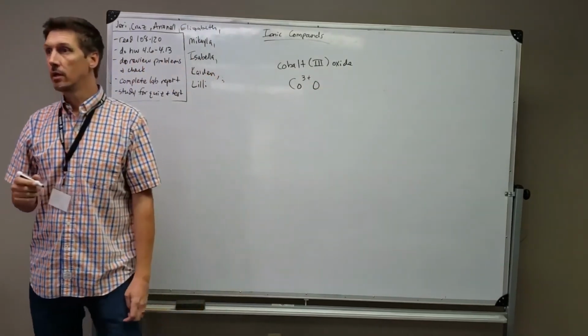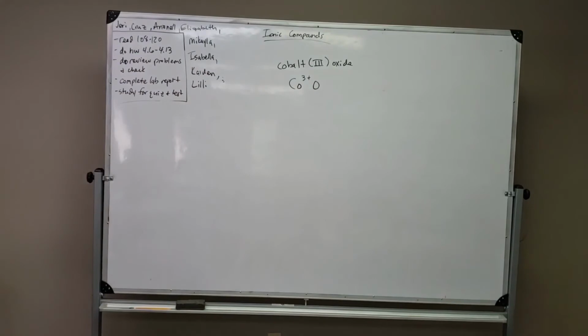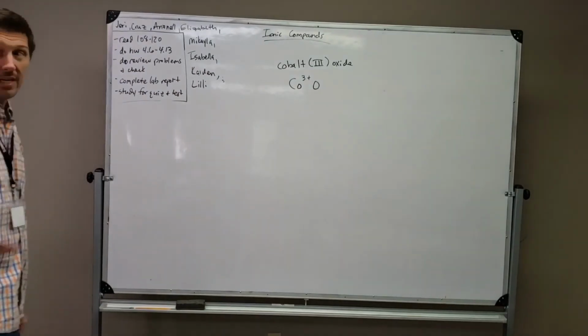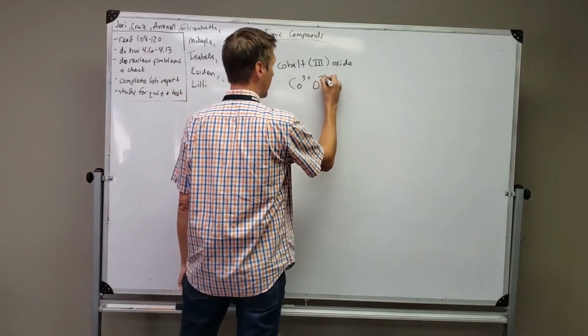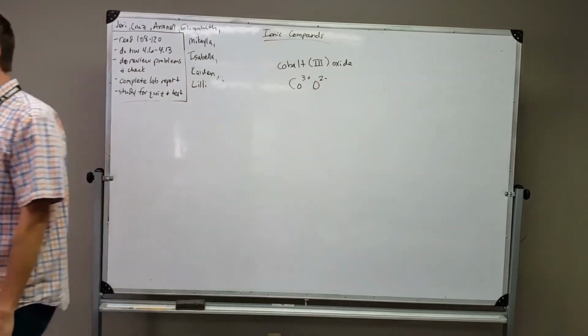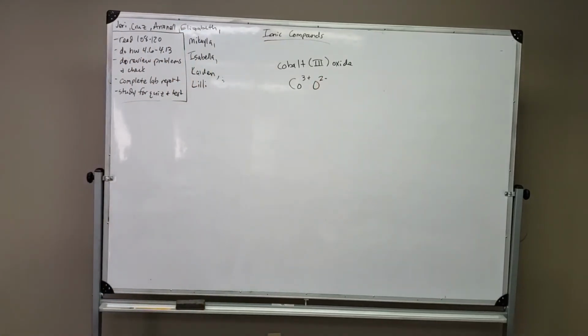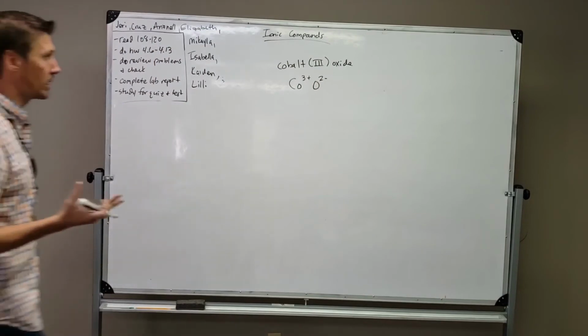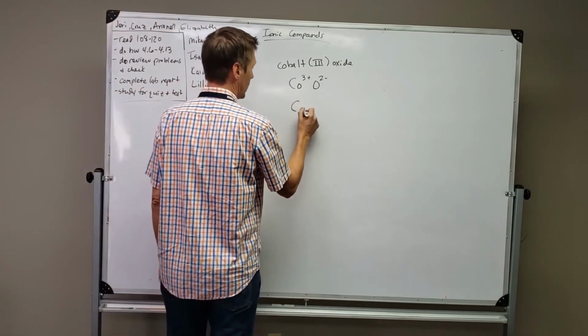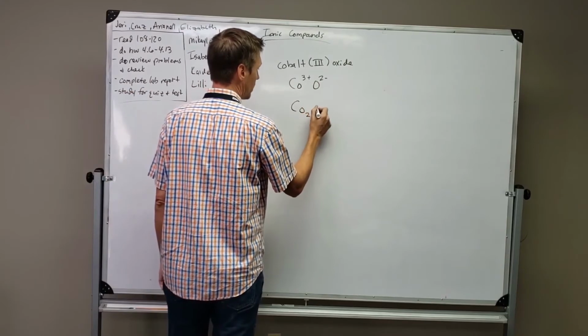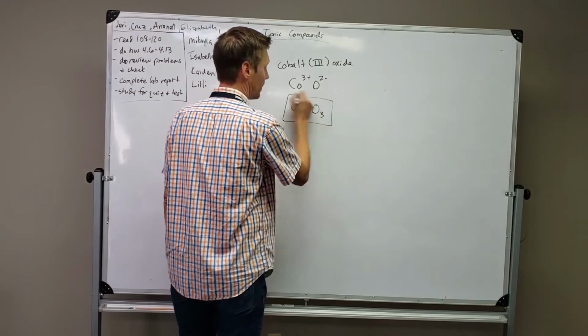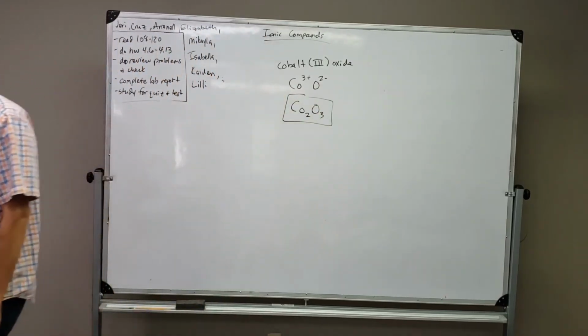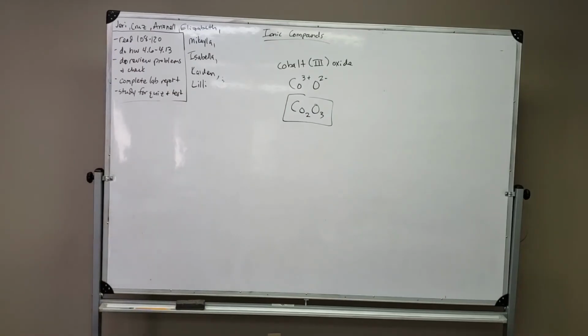It's in column 6A, so it needs 2 more electrons, so it's going to have this charge as an ion. And now we're back to what we've already done multiple times, right? We're swapping and dropping to figure out what the chemical formula is. So we swap the numbers and drop them down. The 2 goes here, the 3 goes there. That's our chemical formula. Okay? Now let's do it in the other direction. Any question about that? Everybody clear on that?